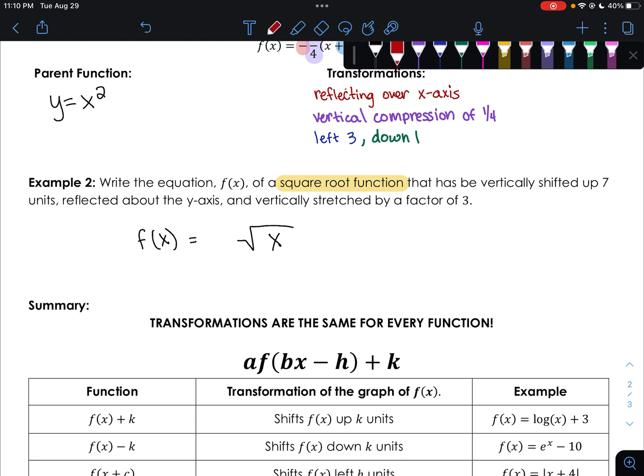So first off, we want it to be vertically shifted up 7 units. To be shifted up 7 units, it needs a +7 on the outside. Then we want it to be reflected about the y-axis, which means that it needs to go inside the radical. And then lastly, we want it to be vertically stretched by a factor of 3, so that means it's going to go out in front. And this right here is my transformed function.